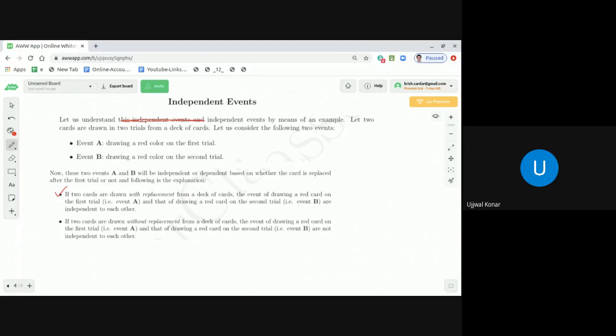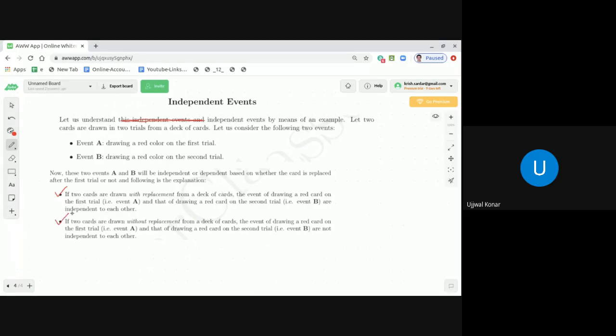So the moment the event A happens, that means in the first trial you got a red card, and that red card which has been drawn is not replaced back. Then before the event B happens, how many red cards do we have? It is not 26, it is 25. Then finding a red card out of those 25 is actually influenced because one red card is already taken care of by the event A. In that case, they are not independent. They are in fact strongly dependent events.